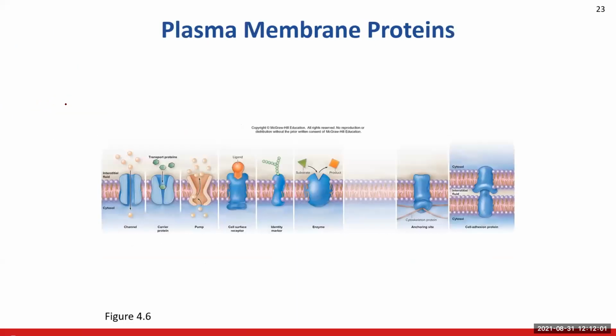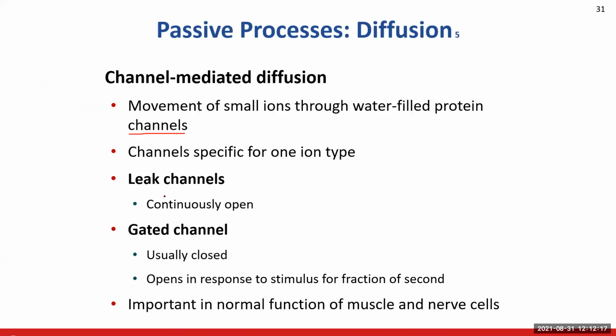That's this guy right here. These special channels are filled with water because there's water all over the place, inside the cell, outside the cell. And they're going to allow the movement of things across the plasma membrane. Here's the thing. These channels, and you need to memorize this, are specific for one type of ion.